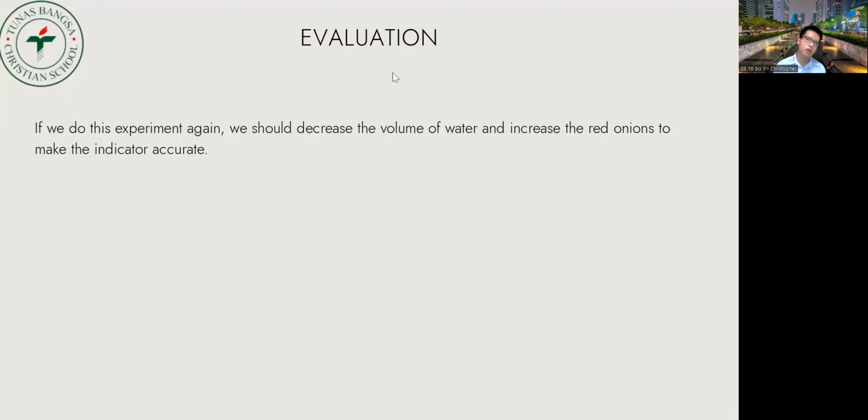For the evaluation, if we do this experiment again, we should decrease the volume of water in, for example, the vitamin C or the water sample, and increase the red onion to make the indicator accurate.